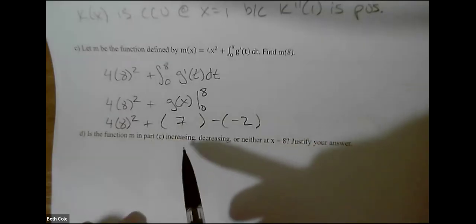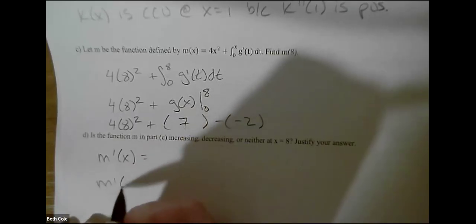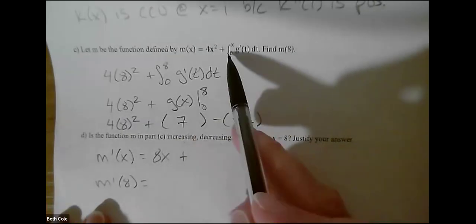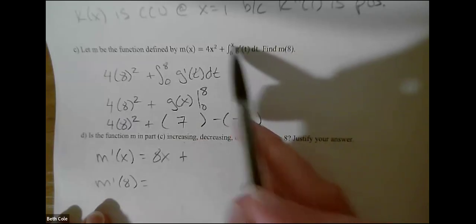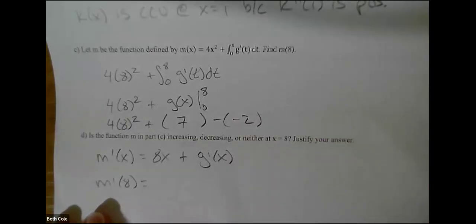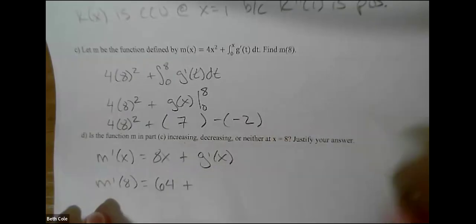And then we're going to use that same function, increasing, decreasing, or neither at 8. So we're going to get the derivative. We're going to plug in 8. And then we're going to write our explanation whether the graph is increasing or decreasing. It'll be dependent on whether this derivative is positive or negative. So our derivative of 4x squared is going to be 8x. And then your integral of a derivative, they're going to cancel out. So it's going to just be g prime of x. And then we're going to plug in whatever it is, 8. So that'll be 64 plus g prime of 8, which we're going to get from the table. G prime of 8 is 2.